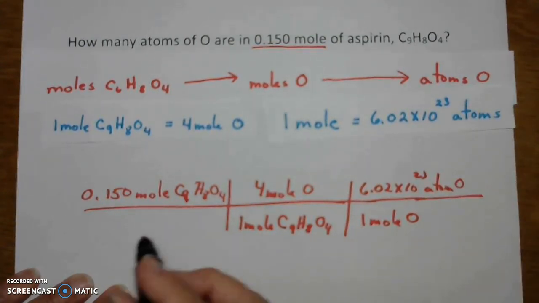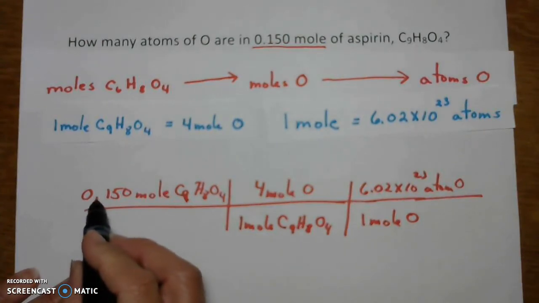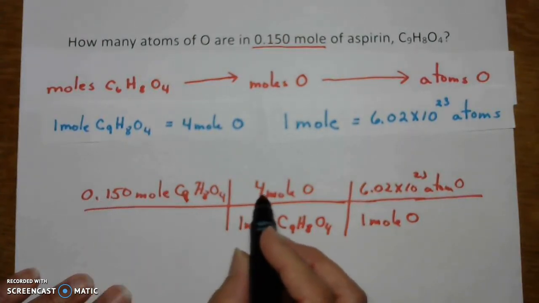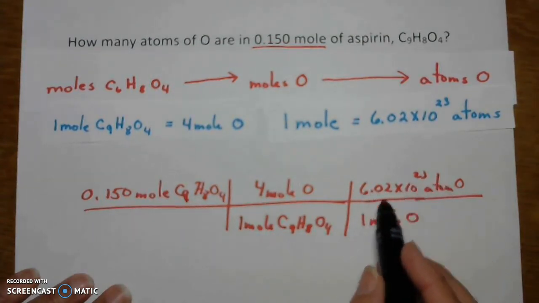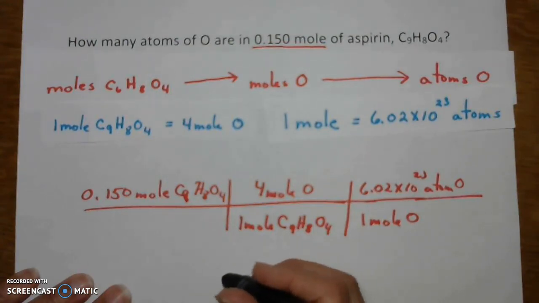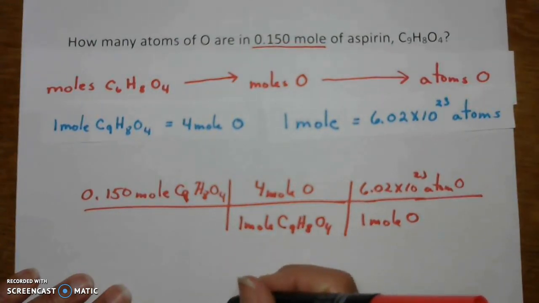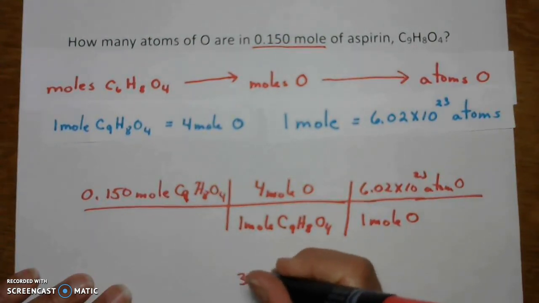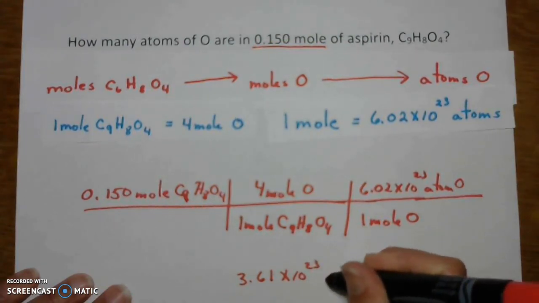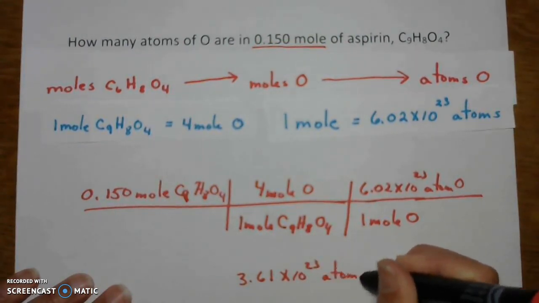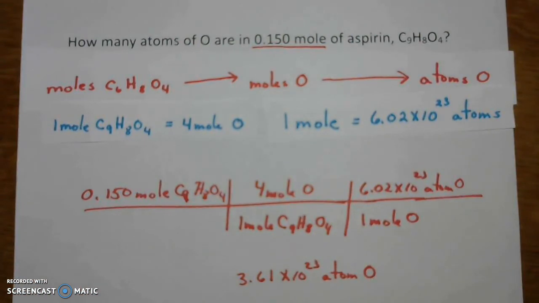So we're going to take 0.15, multiply times 4, multiply times 6.02 times 10 to the 23rd, and we will get 3.61 times 10 to the 23rd atoms of oxygen. And that's that.